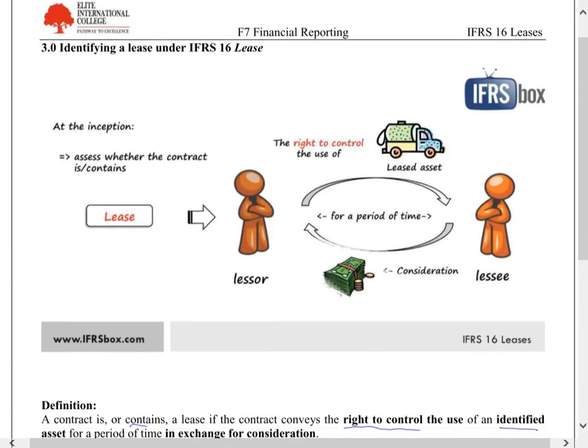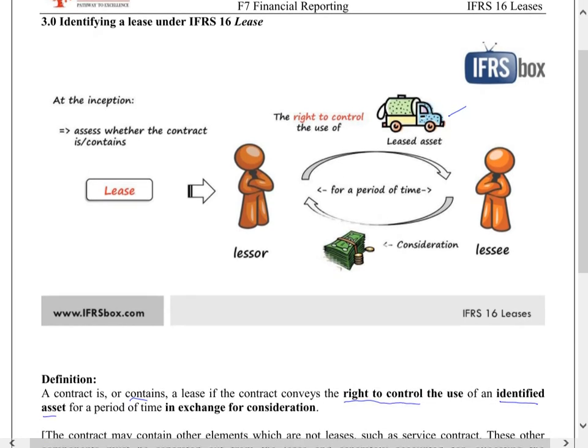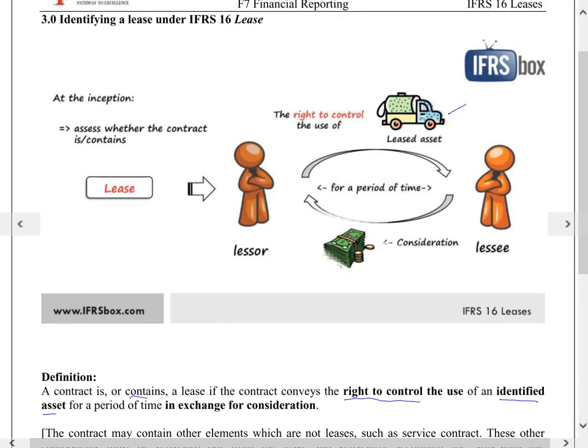So you look at this diagram here, we have the lessor and we have the lessee. So you transfer the right to control the asset to the lessee, and there is an identified asset here, meaning the tractor here. There's an identified asset and it has been transferred for a consideration for a period of time. So meaning this contract here contains a lease. Okay, it is a lease or it contains a lease.